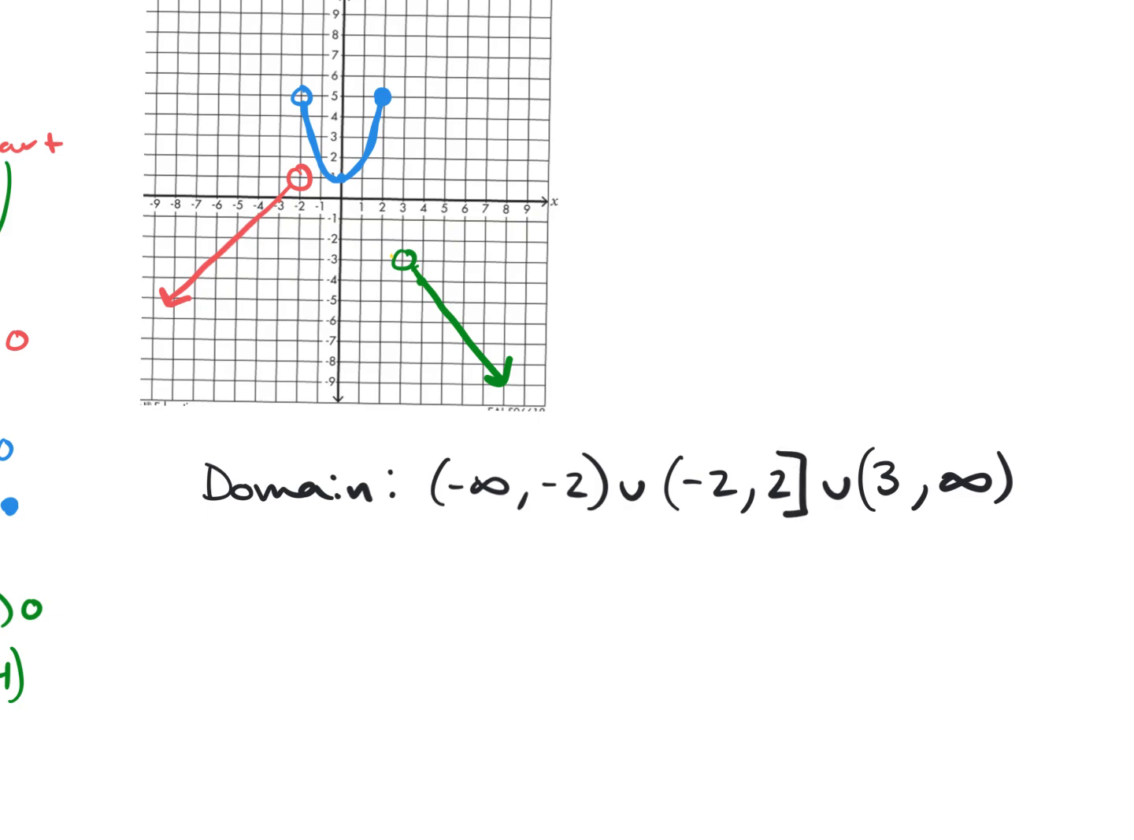And then let's talk about our range. What would our range be? Awesome. -∞ to 5. Would 5 get a bracket or parentheses? A bracket, because it's including 5 because one of the points is a closed circle.